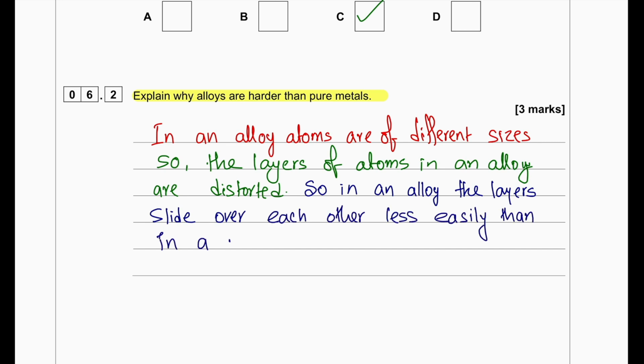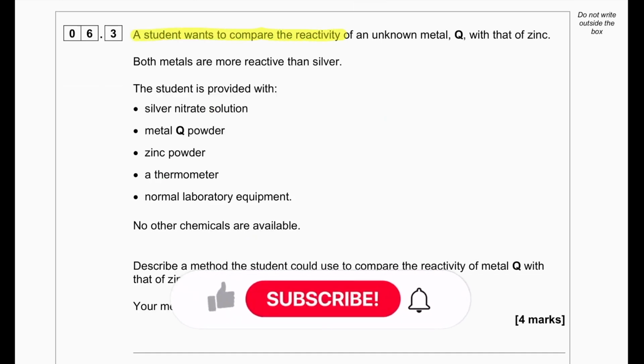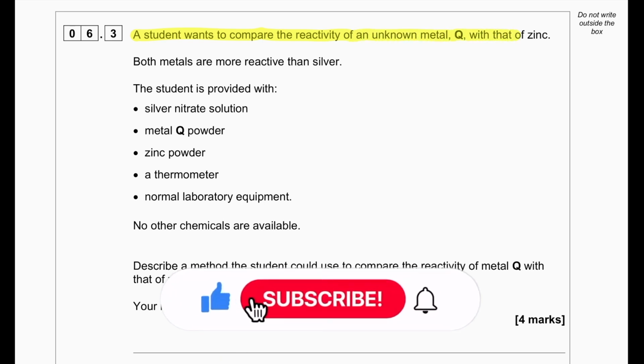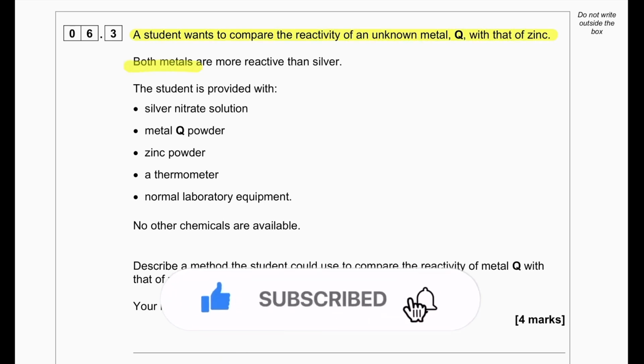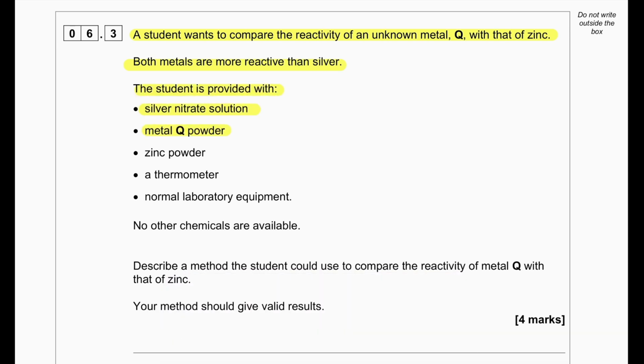A student wants to compare the reactivity of an unknown metal Q with that of zinc. Both metals are more reactive than silver. The student is provided with silver nitrate solution, metal Q powder, zinc powder, a thermometer, and normal laboratory equipment. No other chemicals are available. Describe a method that the student could use to compare the reactivity of metal Q with that of zinc. Your method should give valid results.